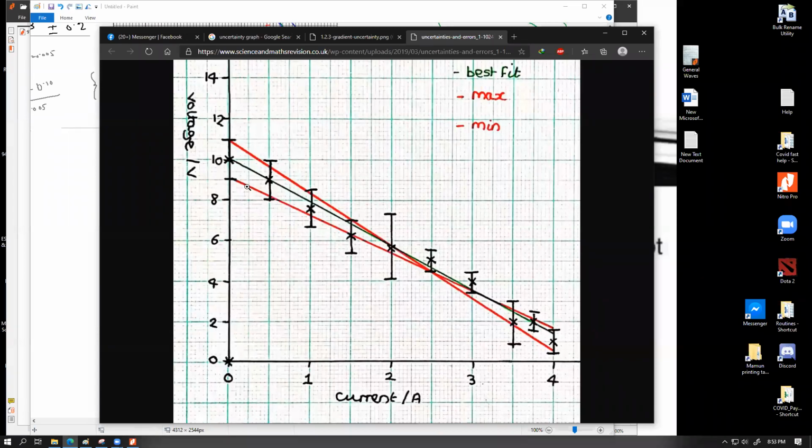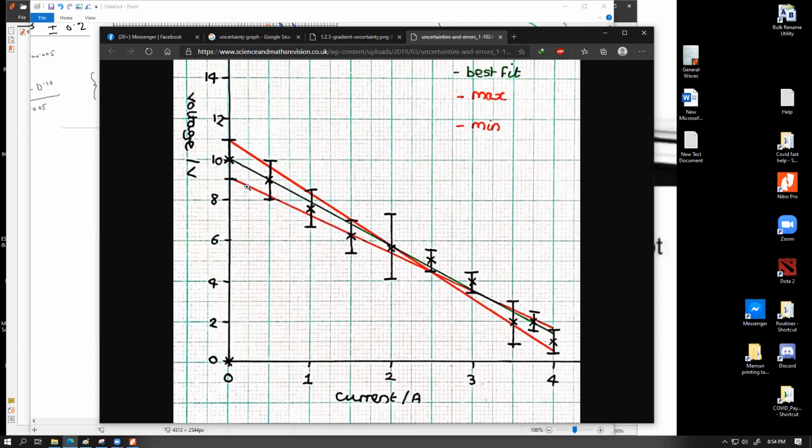What do I mean by this? Let's say both the worst fit lines pass through all the error bars, then the angle thing comes back. Or let's say both the worst fit lines have missed at least one of the error bars, 2 or 3 doesn't matter. At least one of the error bars has been missed by each of the worst fit lines. Then also the angle thing comes back.